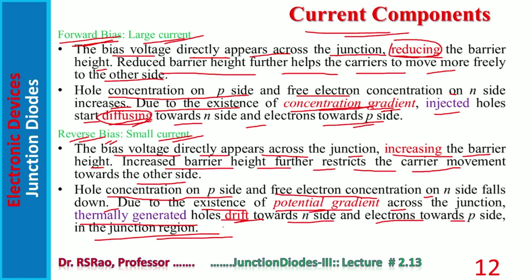What is the source of that small current? Thermally generated electron holes in the junction region. They drift under the influence of potential gradient. This drift is responsible for the small current that flows under reverse biased condition.